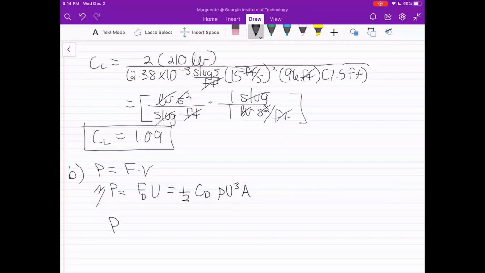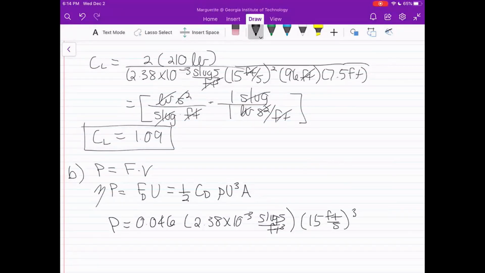We don't have a lot of time, but I'll plug in numbers really quick. Okay, 0.046 times 2.38 times 10 to the negative third slugs per foot cubed times 15 feet per second cubed times 96 feet times 7.5 feet, divided by 2 times 0.8. That's our efficiency.